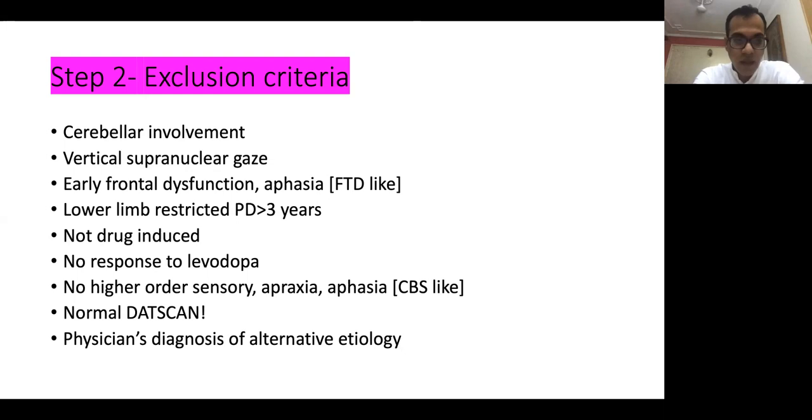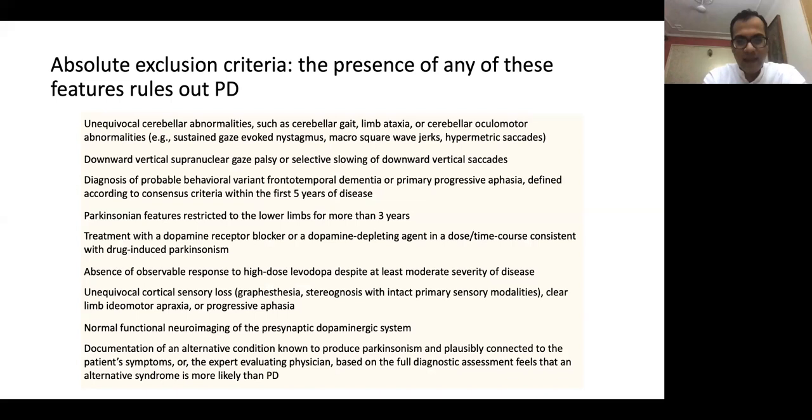In the new MDS criteria, there is one loophole which a physician may use when he or she thinks that an alternative etiology may be possible. For example, a physician thinks it may have a hereditary cause like Wilson's disease or something. So they may say that they can rule it out. This is a detailed list of the previous list that I have told you before.